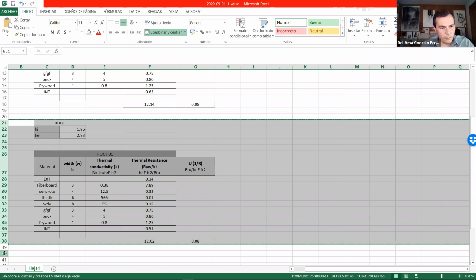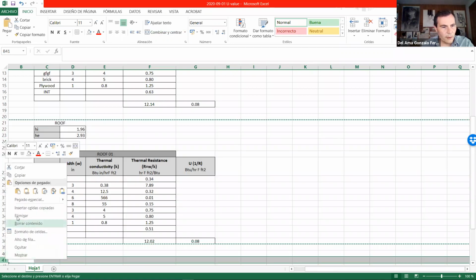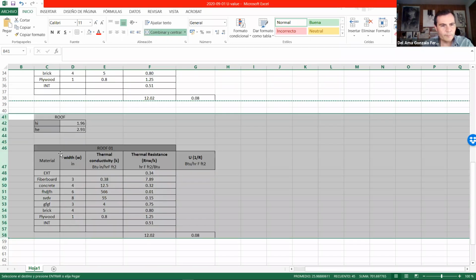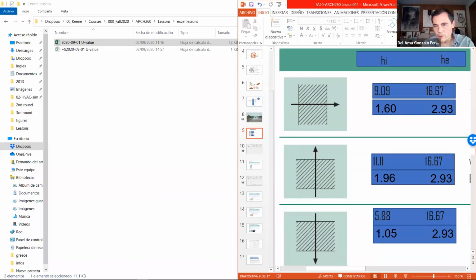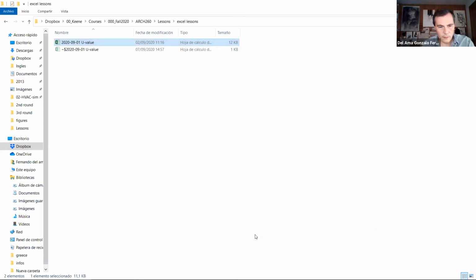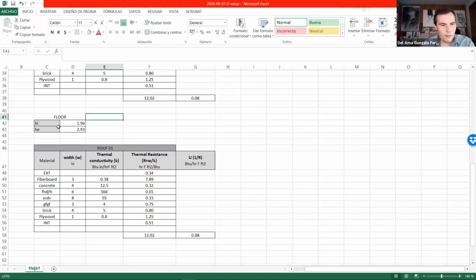Copy, insert copied cells. That would be a floor. And what is the value of this? Okay, this is a floor, so this is 1.05. So in the Excel file, this is 1.05. Okay, any changes?